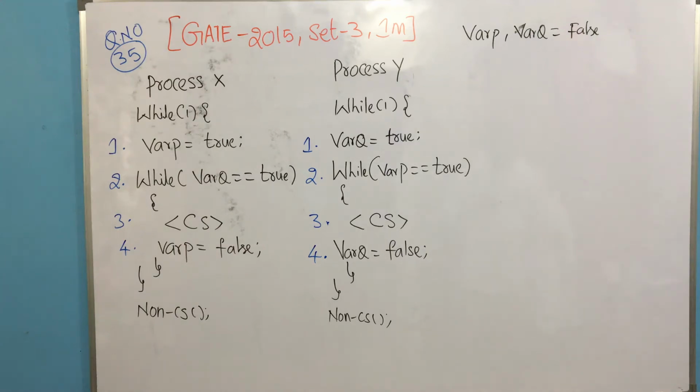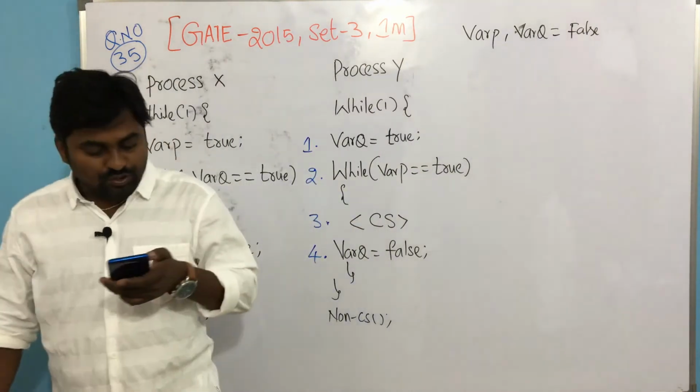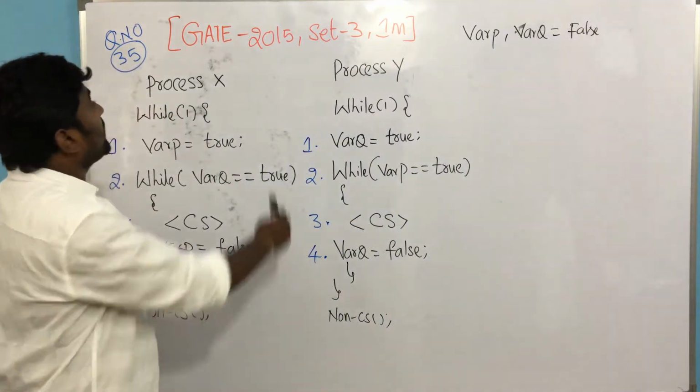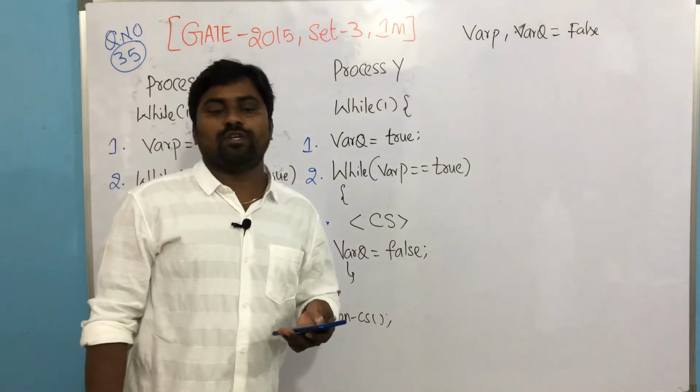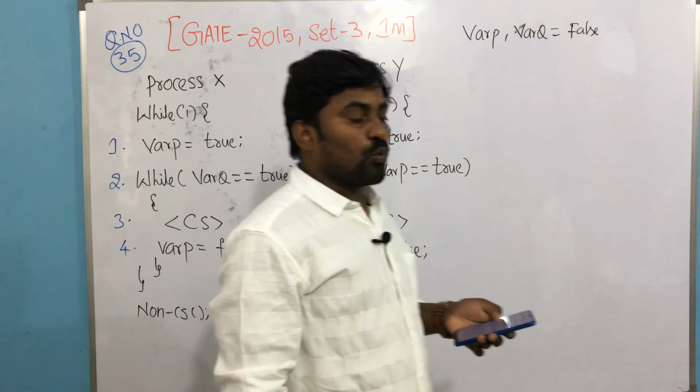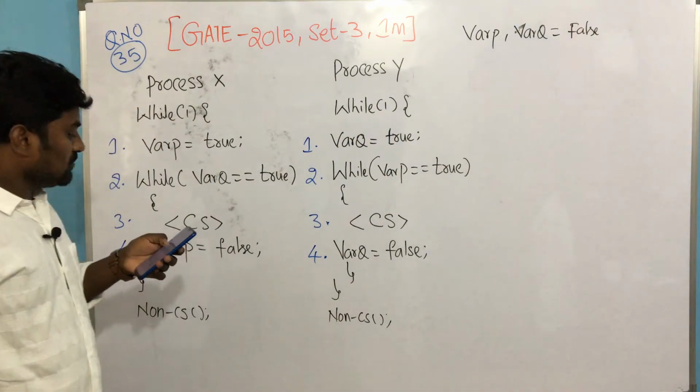Hello students, the next question is question number 35 from our handout. The question was asked in GATE 2015 set number 3 for 1 mark. Look at the question, it is equivalent to one of the synchronization mechanisms. We will observe by looking at this question.